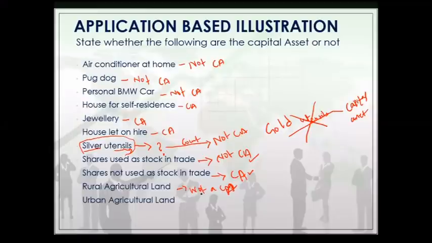Urban agriculture land is a capital asset. And fine, this is the answer. So the answers are displayed. Have you understood the definition of capital asset in today's class?